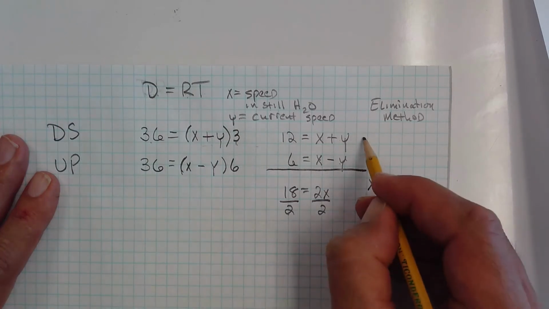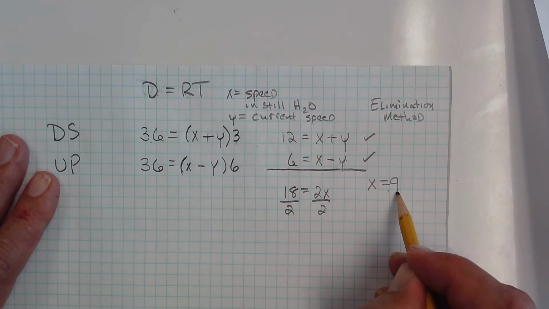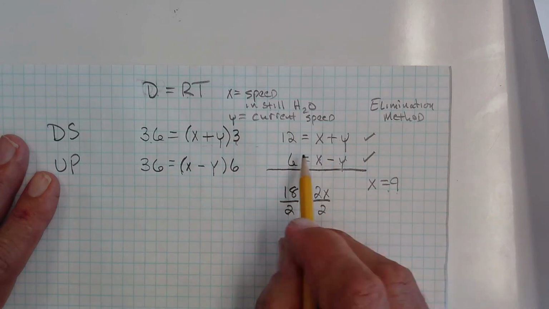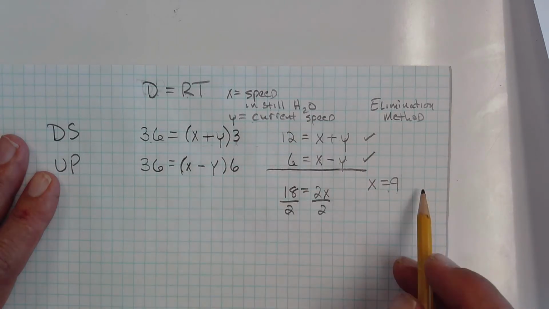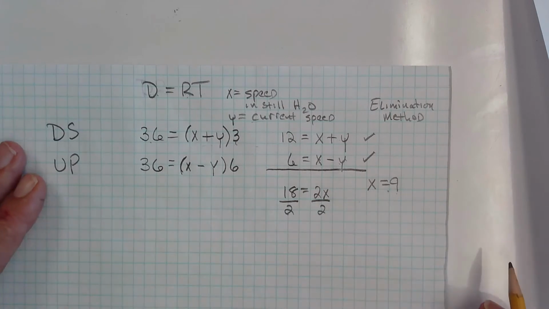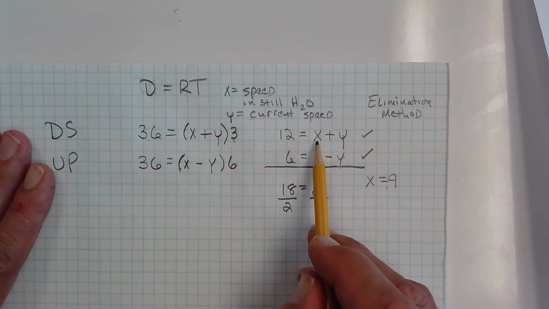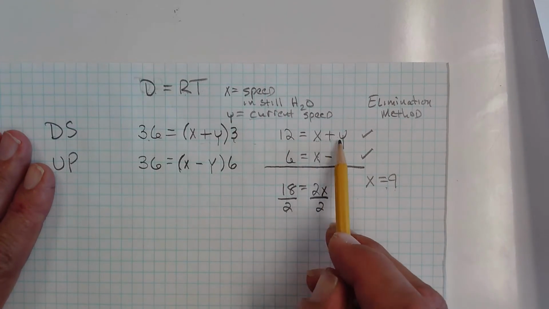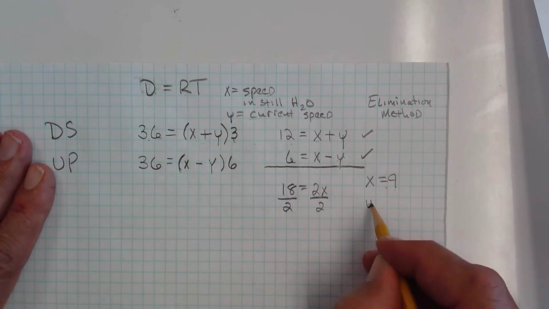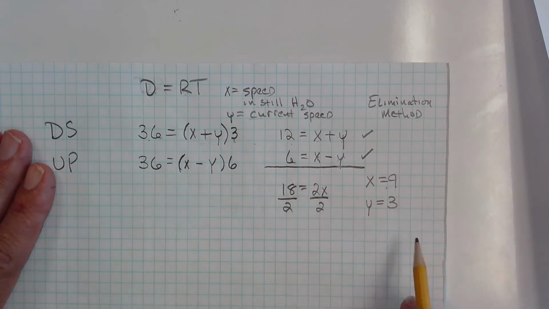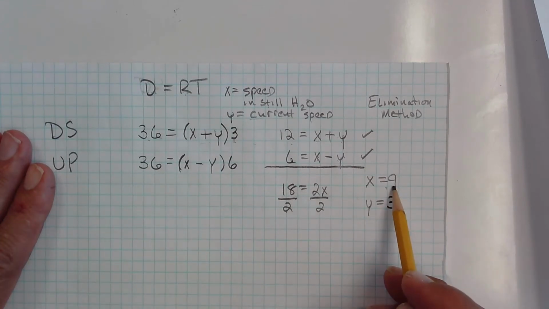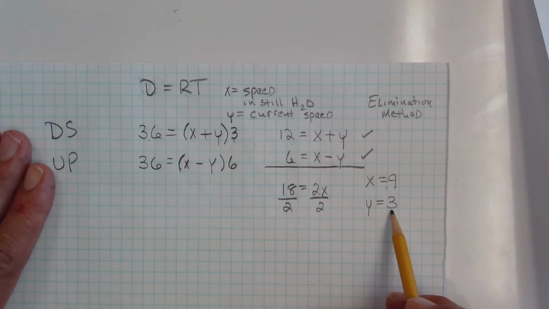Now you want to choose one of these two in order to back substitute your value for x to solve for the current speed. And for this situation, they're both about the same difficulty. I'm just going to plug in 9 here. 9 plus what is 12? Well, that's simple. That's 3. So he goes 9 kilometers per hour in Stillwater, and the current speed is 3 kilometers per hour. All done.